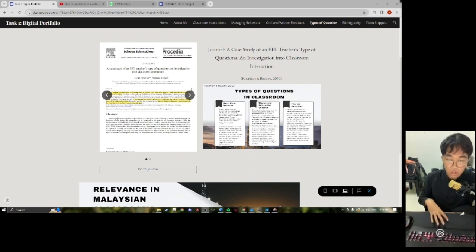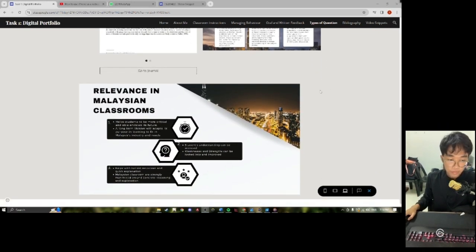Although this question type is not good to be used heavily in a classroom, it's also very important since it's very straightforward. If we need a straightforward response from the student, whether they understand or not, they can respond with a simple yes or no. So it's also very important to be used in a classroom. There's three very important relevances when we're talking about questions in the Malaysian classroom.